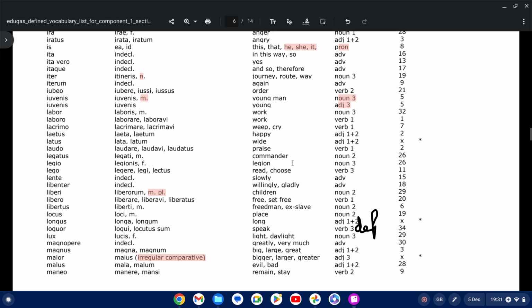Next, longus, longa, longum means long, easy peasy, English from the Latin. Next, loquor, loqui, locutus sum, we did these quite recently. This is a deponent verb, it means speak, it's third conjugation. If you are loquacious, you speak a lot. If you have elocution lessons, that's because you're learning how to speak more clearly or better.